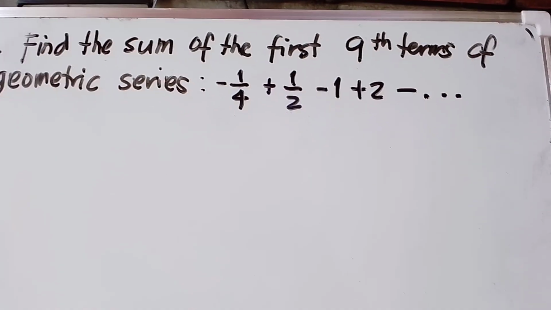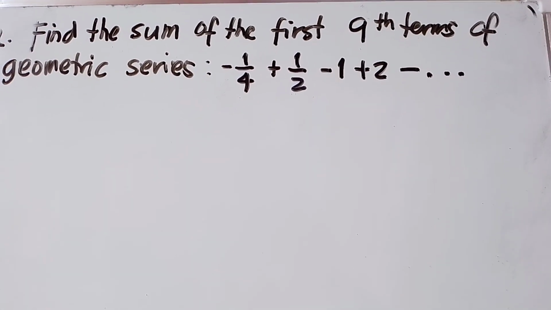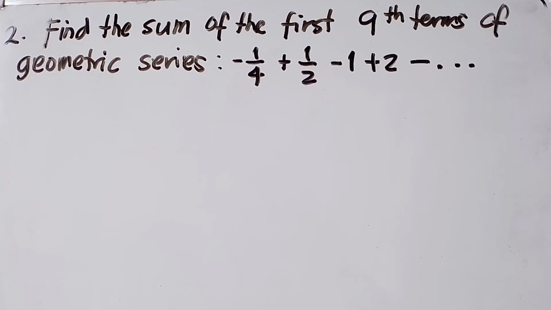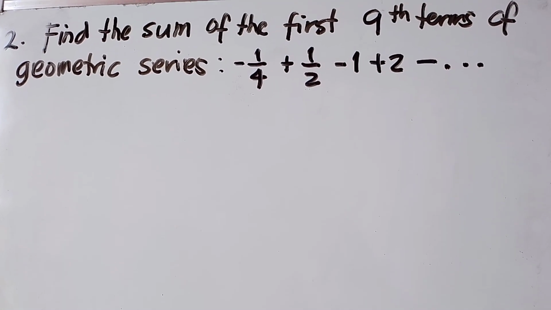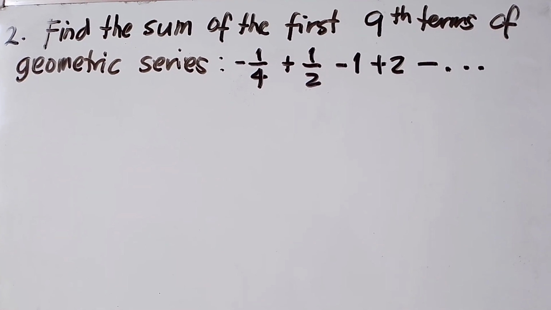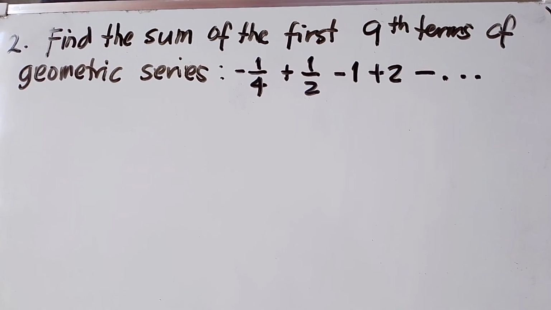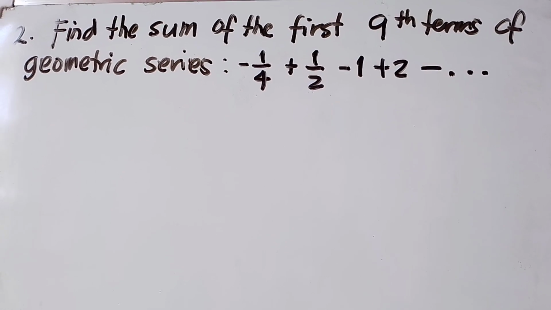This is my part 2 of geometric series. Number 2: find the sum of the first 9 terms of the geometric series. We have negative 1 over 4 plus 1 over 2 minus 1 plus 2, and then minus, and so on.